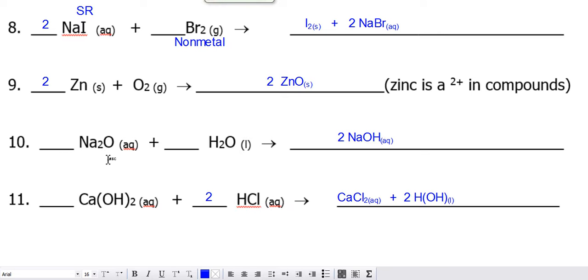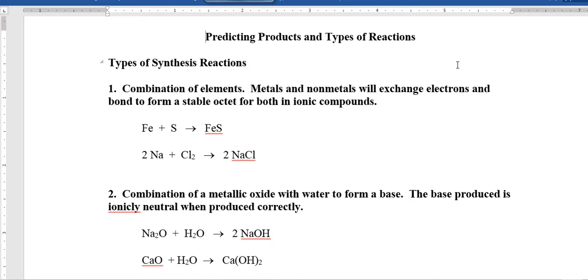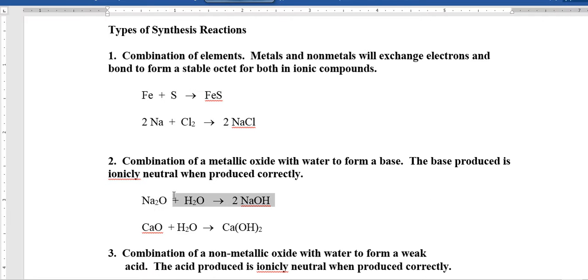Number 10, we have a synthesis reaction. We have sodium oxide and water coming together. So with a lot of these synthesis reactions, we might not be positive what to do. So I see sodium, oxygen, hydrogen and oxygen. So if I look at the reaction sheet, I accidentally happen to have this exact sample in the sheet. But let's see, we have a metal, we have sodium and oxygen, oxide, and water, forming a base.